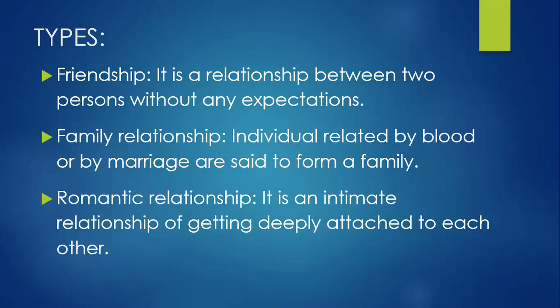And family relationship, everyone already knows this. Brother, sister, father, mother, uncle, auntie, grandmother, grandpa, like that. That is related by blood. And romantic relationship. Okay, romantic relationship. It's the intimate relationship of getting deeply attached to each other. For example, now youth are doing like that. That is love. That is romantic relationship. Romantic pure relationship. Okay, it's an intimate relationship of getting deeply attached to each other.